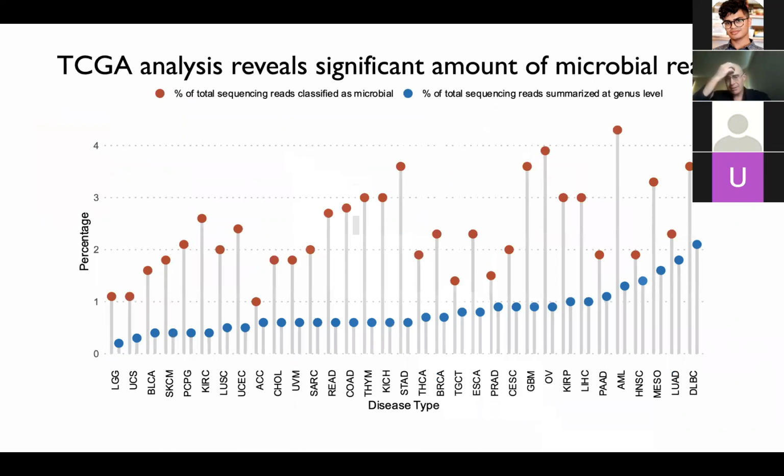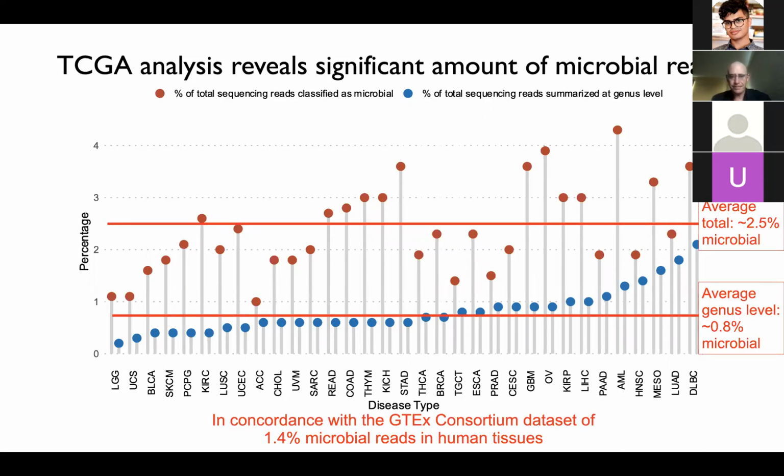One thing that was cool about Greg's analysis is that it revealed significant amounts of microbial DNA in most tumors. What you can see is that typically between 1% and 4% of the DNA in the sample comes from microbes of some kind. And then from about 0.1 to 2% of those microbes, we can identify to a particular microbial genus, although many of the reads are unidentified at present.